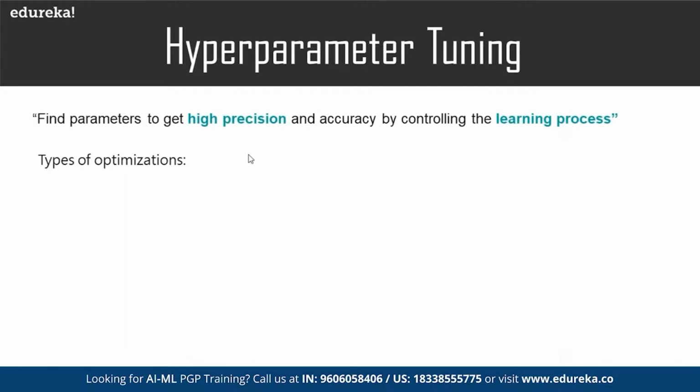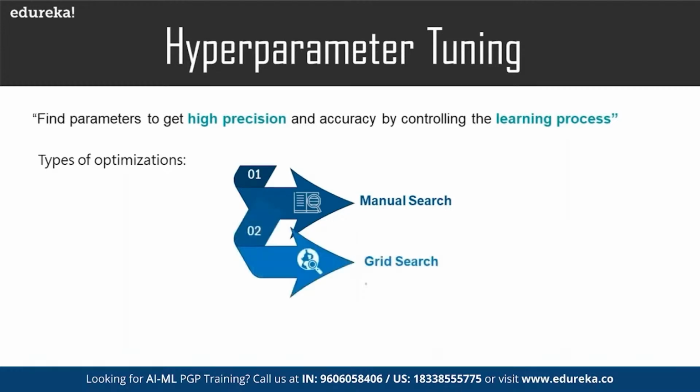And as part of hyperparameter tuning, we have different types of optimization techniques, which of course fall under hyperparameter tuning. The ones are manual search, grid search, and random search. I was already talking about neural architecture search.